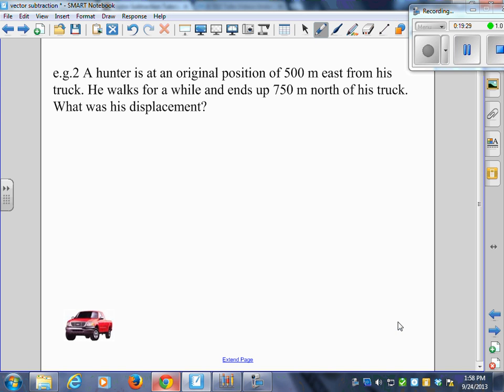Okay, so 500 meters east from his truck. Now, 5 centimeters, you can do that. I'm just going to label this 500, and I apologize if you can't see that way down there.